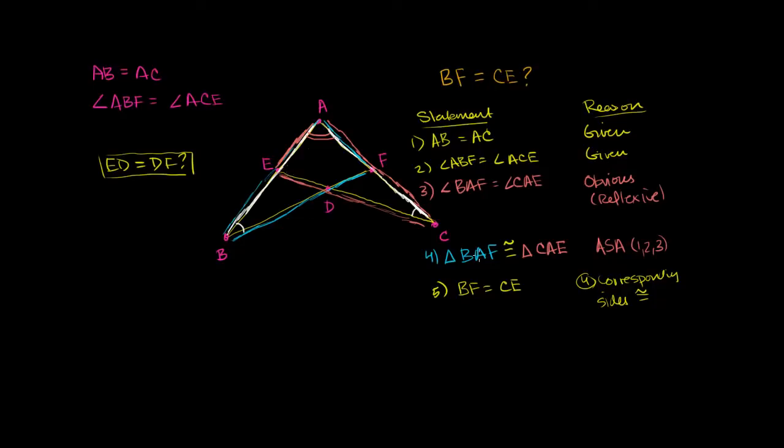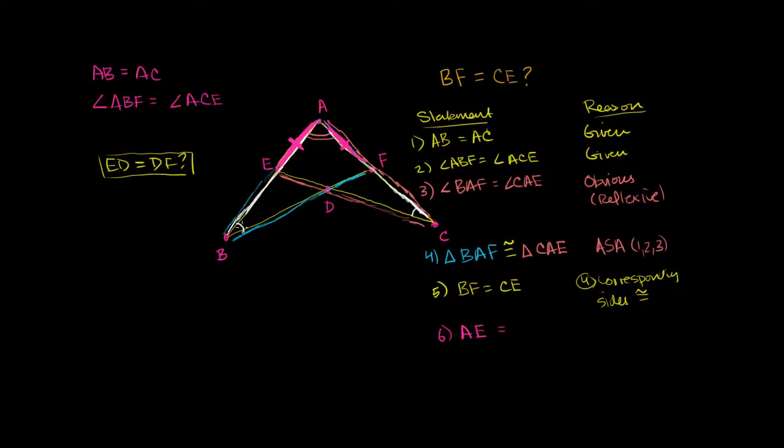We know that BAF is congruent to CAE. So we also know that this side right over here, let me do it in a color that I haven't used yet. So we know that from these two congruent triangles that side AE, which is part of CAE, is going to be equal to AF, that these two sides are congruent. And the reason why is because they're corresponding sides of congruent triangles.